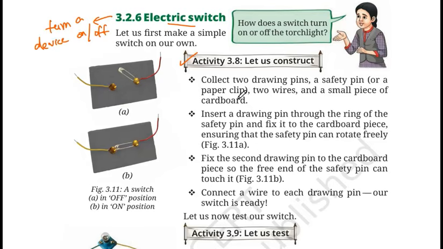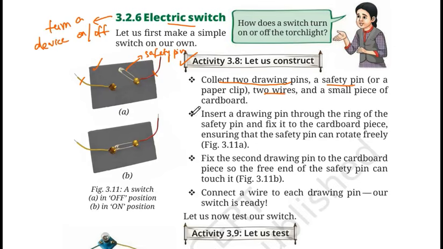So what you need to do is you need to construct a setup in which we have to collect two drawing pins. So you can see we have pins over here, drawing pins, and then we have a safety pin. So here is the safety pin. All right. You can also use a paper clip. You need two wires. You see we have two wires, wire 1 and wire 2. Okay, and a small piece of cardboard. This is the small piece of cardboard.